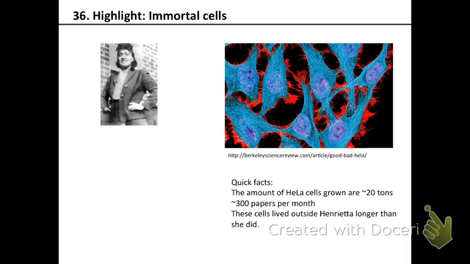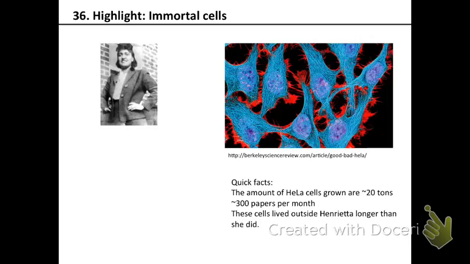All right, some quick facts. Since its isolation, these were the first cells isolated from a human that were able to grow in dishes. Back then, there was a lot of effort to isolate human cells and grow them in dishes, because you can't do experiments in humans, right? You want to do experiments using human cells in tissue culture. The amount of HeLa cells grown across the world is estimated to be 20 tons. There are about 300 papers per month published using HeLa cells.